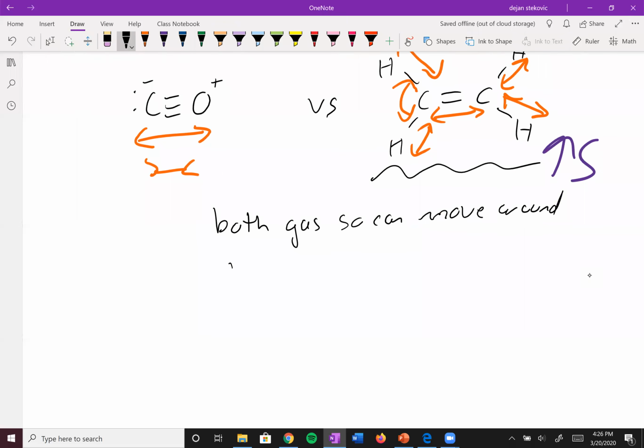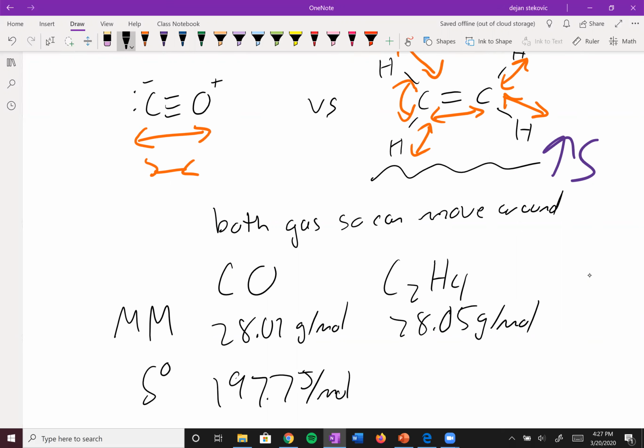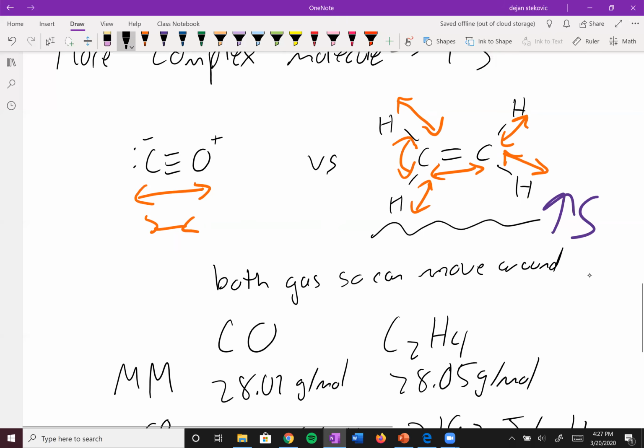And if you look at it, here's carbon monoxide, here's the C2H4. If you look at the molar mass, they're about the same, so the difference isn't in terms of molar mass. But if you look at their entropy, this one is 197.7 joules per mole Kelvin. This one is 219.3 joules per mole Kelvin. And again, that's just a general trend. The more complex the molecule is, the more ways it can reorganize itself, the more microstates you can have, the more entropy you can have.